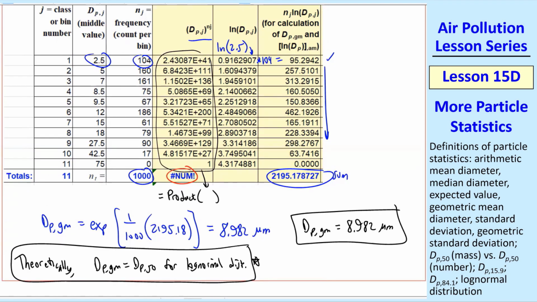Theoretically, dpgm equals dp50 for a log normal distribution. For our example sample, dp50 was 9.0 microns. So these are pretty darn close, which means that this distribution is very close to log normal. Otherwise, these two would be much further apart. There's always a little bit of scatter in any kind of data.